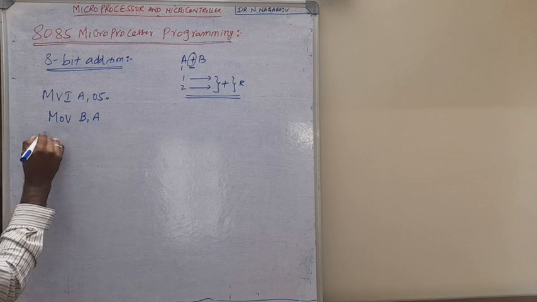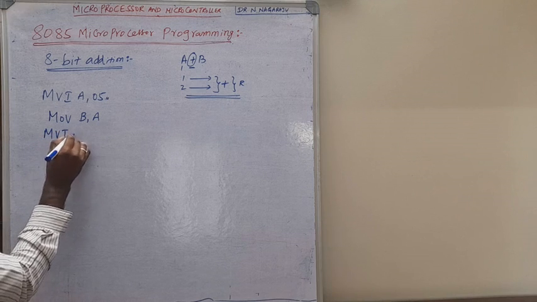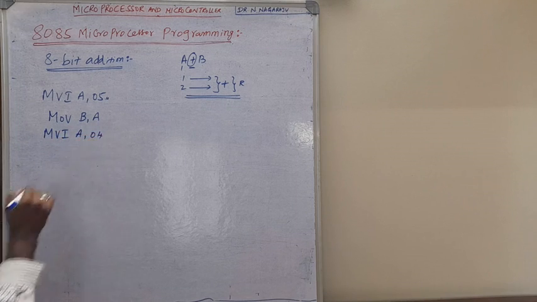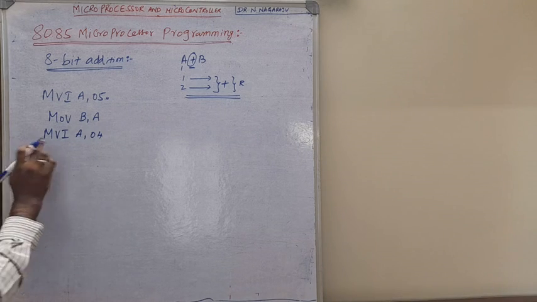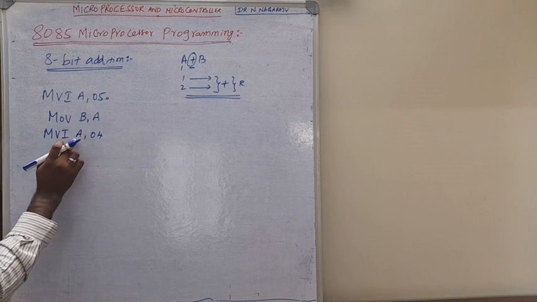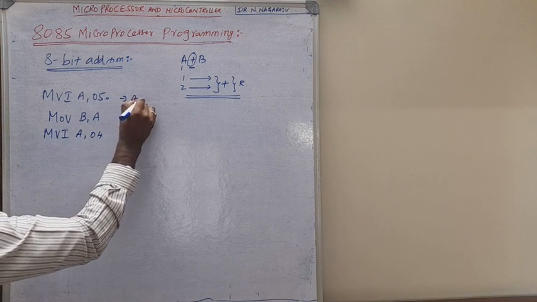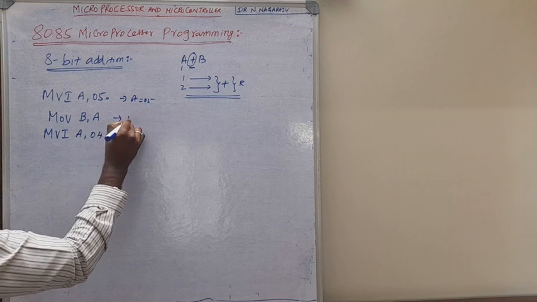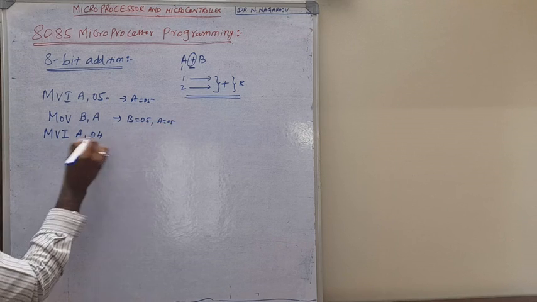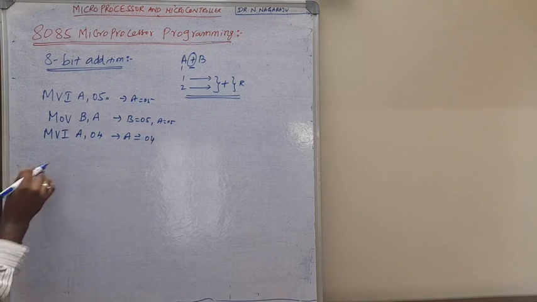Now I am going to take another data, that is MVI A, 06 or 04, whatever you want. That is immediate data. Now the first data is moved to the B register, and the second data is available at A. At this point B is equal to 05 as well as A is equal to 05. At this point A is equal to 04.